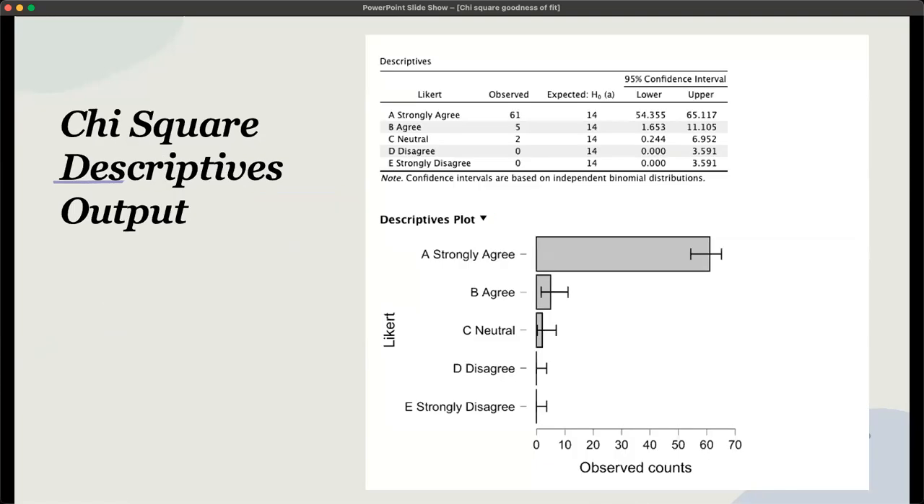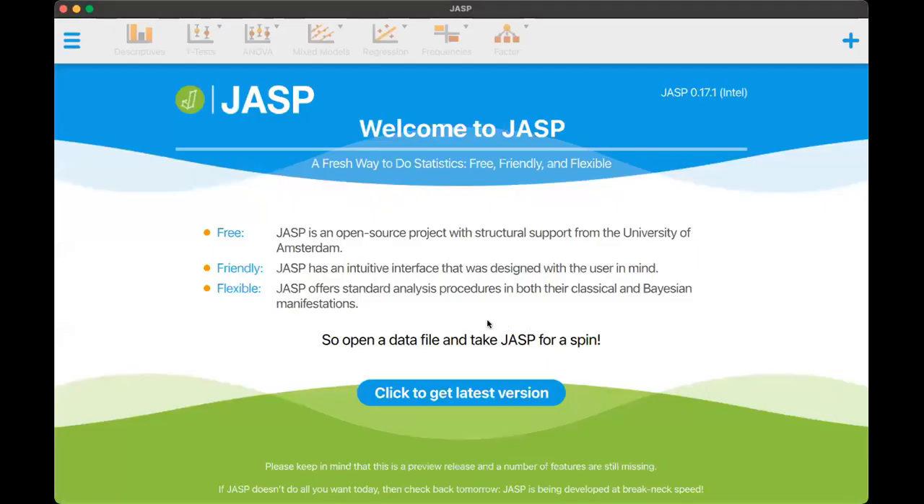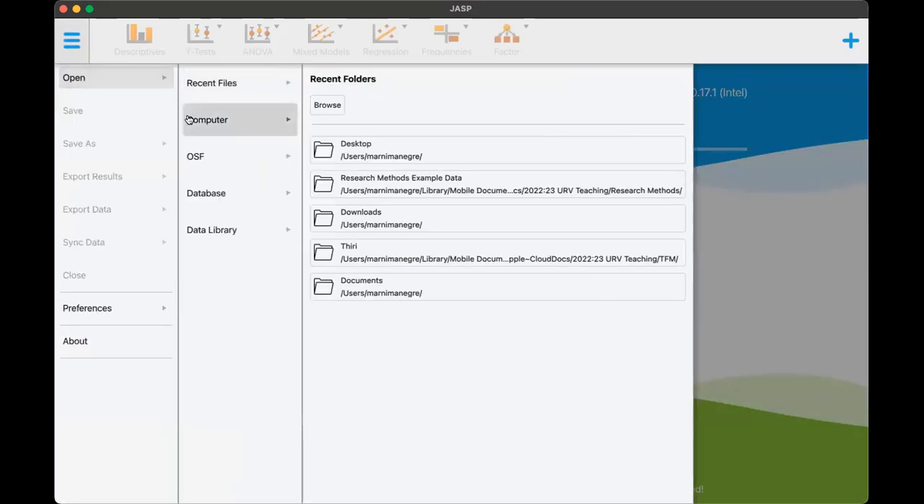Now, I'm going to show you what this will look like, but first you can see here with the descriptive plot, this is going to be the output that you will get in JASP. Let's have a look at this going live. So first, here are my references. I'm going to stop sharing here and I'm going to open up JASP. And now we're looking at JASP. We're going to open up the menu, go to the computer, and I have this on the desktop.